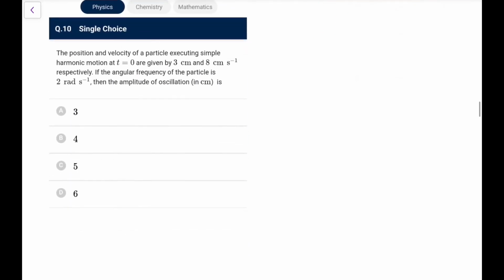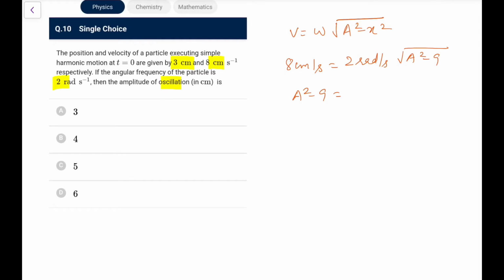Next one. The position and velocity of a particle executing SHM at t equal to 0 was 3 cm and 8 cm per second. If the angular frequency of the particle is this, then what is the amplitude? At t equal to 0, position, velocity and frequency are given. You know v at any position is omega times the square root of a square minus x square. So v is 8 cm per second, omega is 2 radian per second, so keep it in centimeters only. With x square being 9, a square minus 9 is equal to 8 by 2, that is 4 square, that is 16. So a square is 25, so it becomes easy, a equals 5 centimeter.